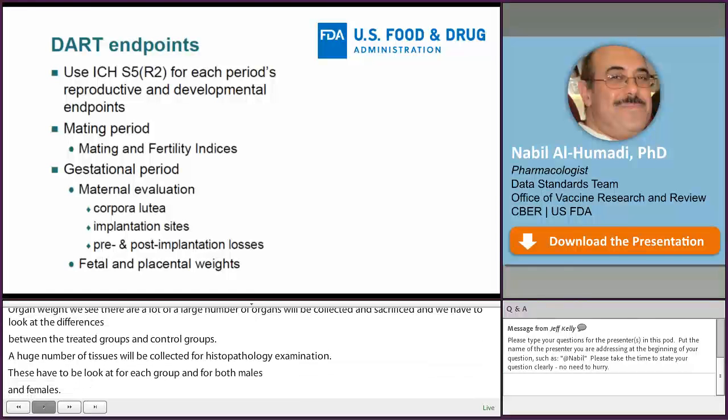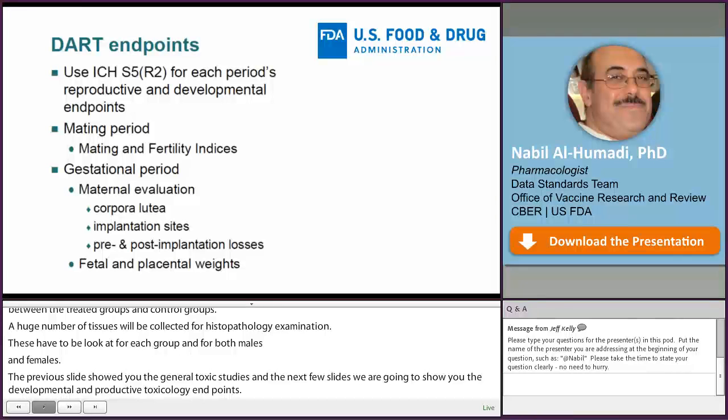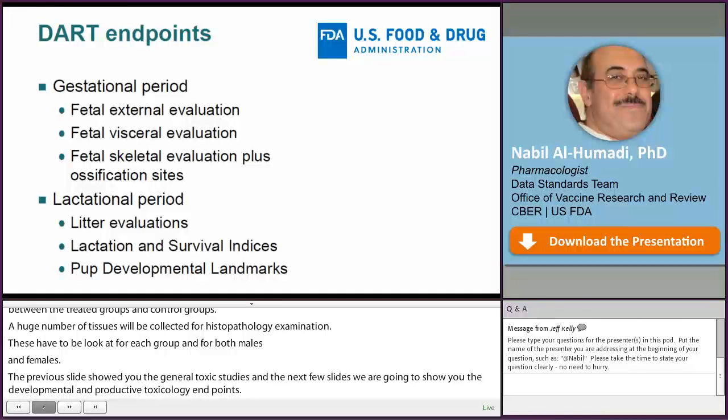In the next few slides, we're going to show you the developmental and reproductive toxicology endpoints. These are all related to the mating period, like mating and fertility indices; the gestational period, which includes maternal evaluation, fetal and placental weight, fetal external evaluation, fetal physical evaluation, fetal skeletal evaluation plus ossification sites; and also the lactational period, like litter evaluations, lactation and survival indices, pup developmental landmarks.